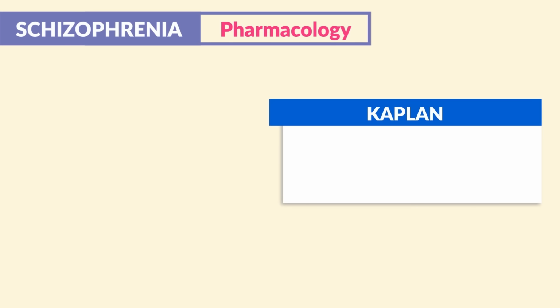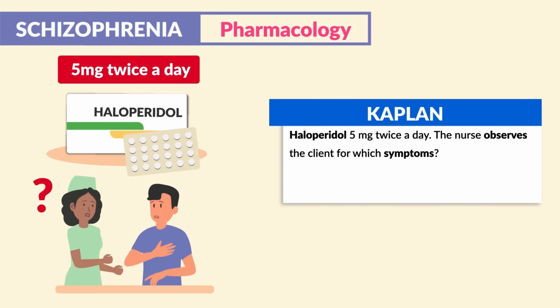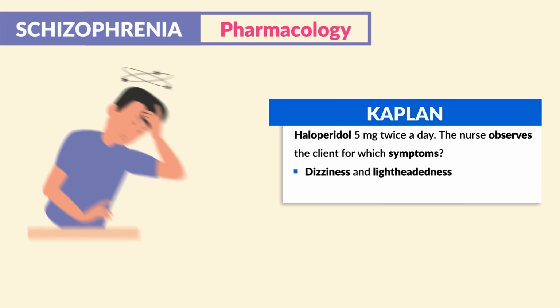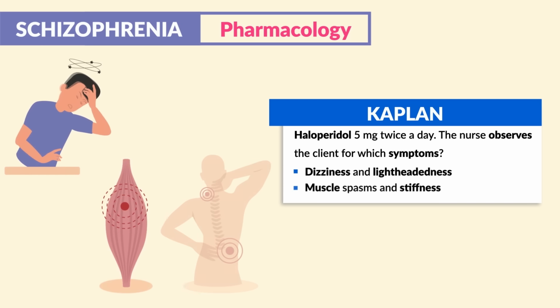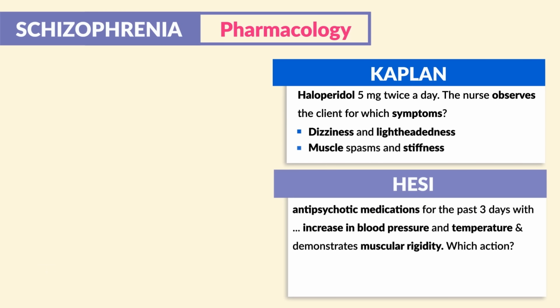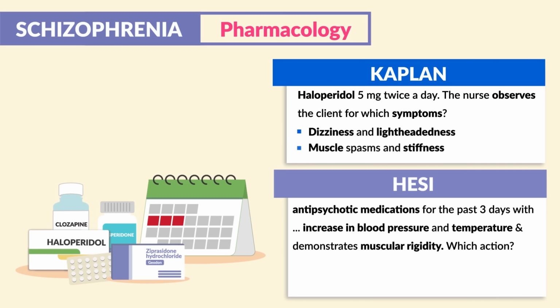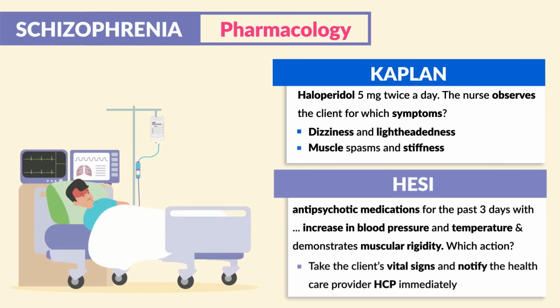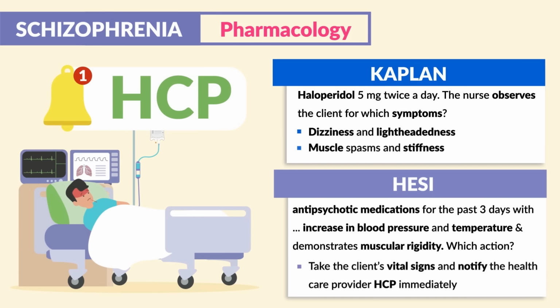Now Kaplan mentions haloperidol 5 milligrams twice a day. The nurse observes the client for which symptoms? Dizziness and lightheadedness, muscle spasms, and stiffness. And Hesse mentions antipsychotic medications for the past 3 days with increased blood pressure, that hypertension, and temperature, and demonstrates muscle rigidity. Which action? Take the client's vitals and notify the healthcare provider, the HCP, immediately.